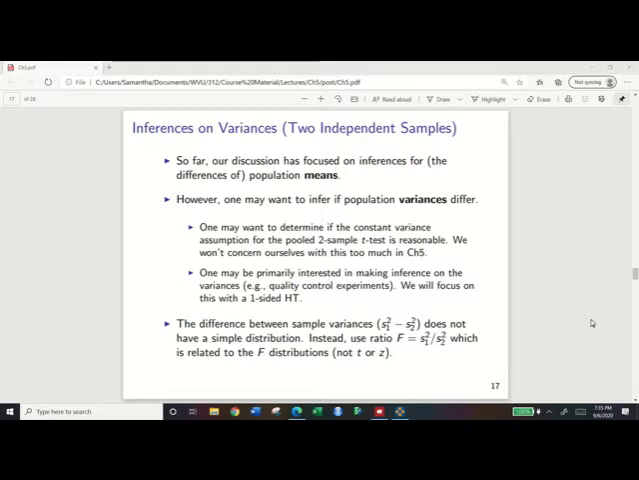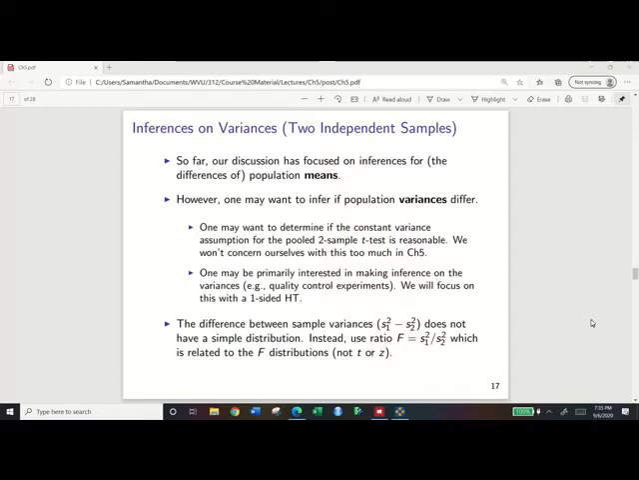To start off with, we're going to talk about the inferences of variances when we are working with two independent samples. So far in the previous Chapter 5 video, we have focused on the differences of population means. So now we may want to consider what happens if two population variances differ. One may want to determine if the constant variance assumption for a pooled t-test is reasonable.